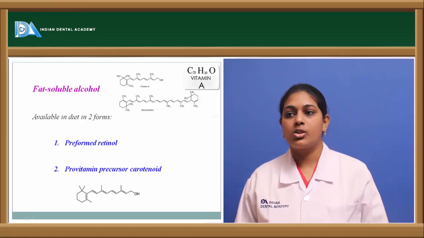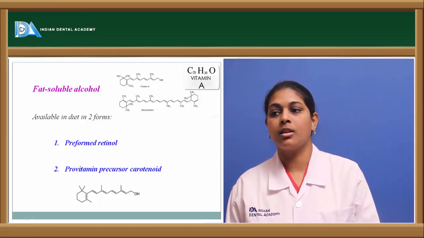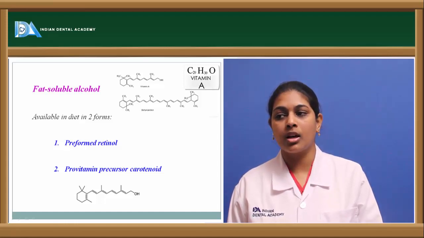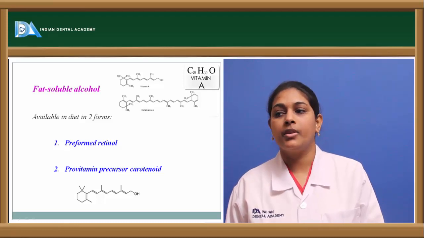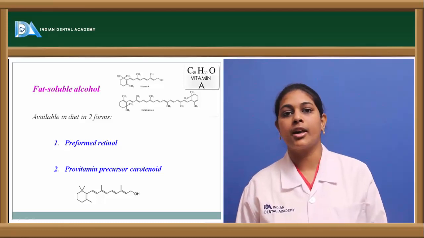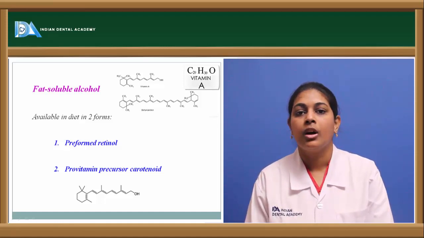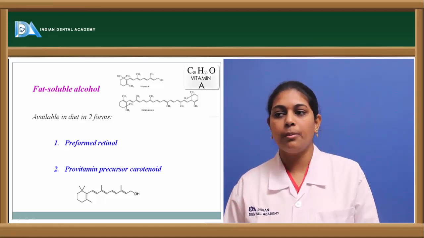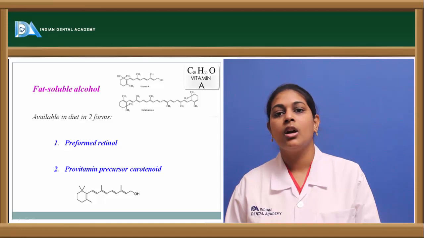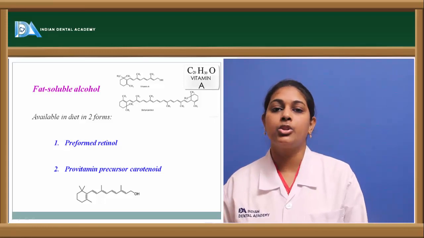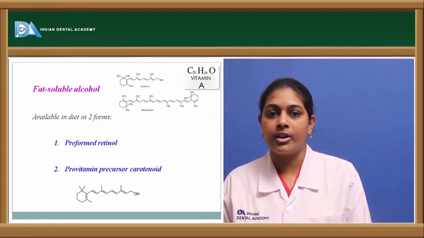Coming to vitamin A, it's a fat-soluble alcohol. It is available in two forms: preformed retinol, that is, retinol which has already been formed, or the precursor carotenoid, which is a provitamin. This provitamin precursor carotenoid is taken in the form of beta carotene, which is present in vegetables such as potatoes, pumpkins, and carrots. This beta carotene is usually absorbed intact in the intestinal mucosa, or once it reaches the intestine, it can be chemically converted into retinaldehyde, and this retinaldehyde is further reduced to retinol.